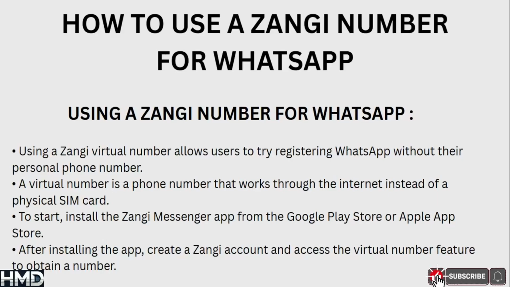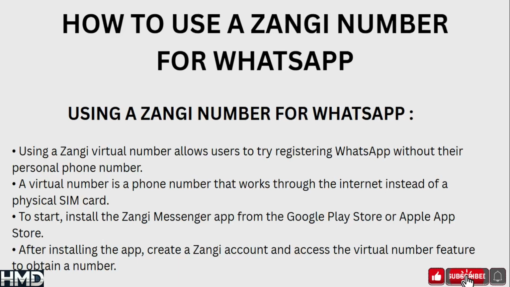Hey everyone! Today I'm going to show you how to use a Zangi virtual number for WhatsApp. Using a Zangi number is a great way to try registering WhatsApp without giving out your personal phone number. A virtual number is basically a phone number that works entirely through the internet, rather than a physical SIM card. This is super useful if you want to protect your privacy, create temporary accounts, or just try out WhatsApp safely.